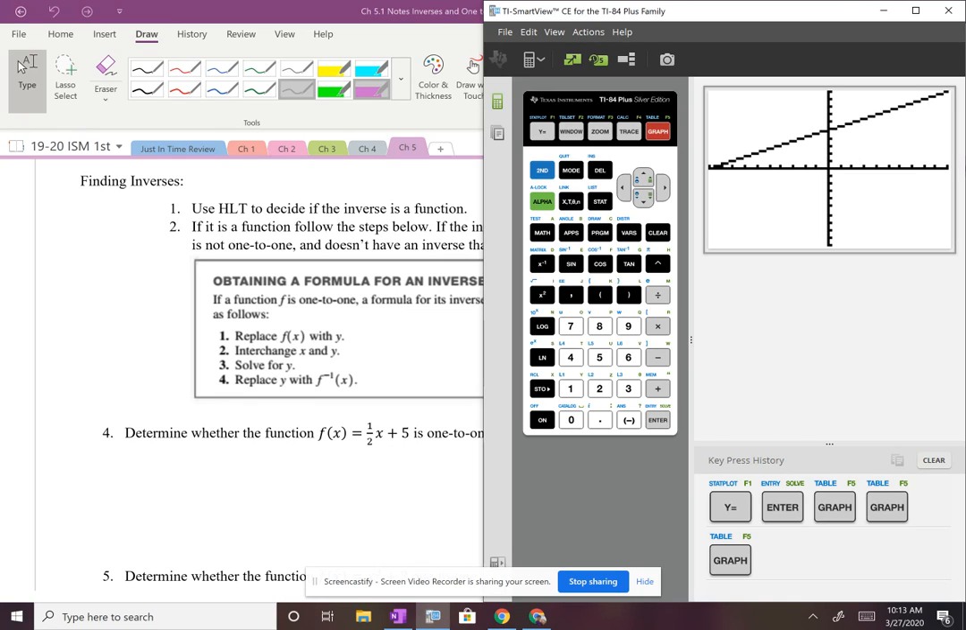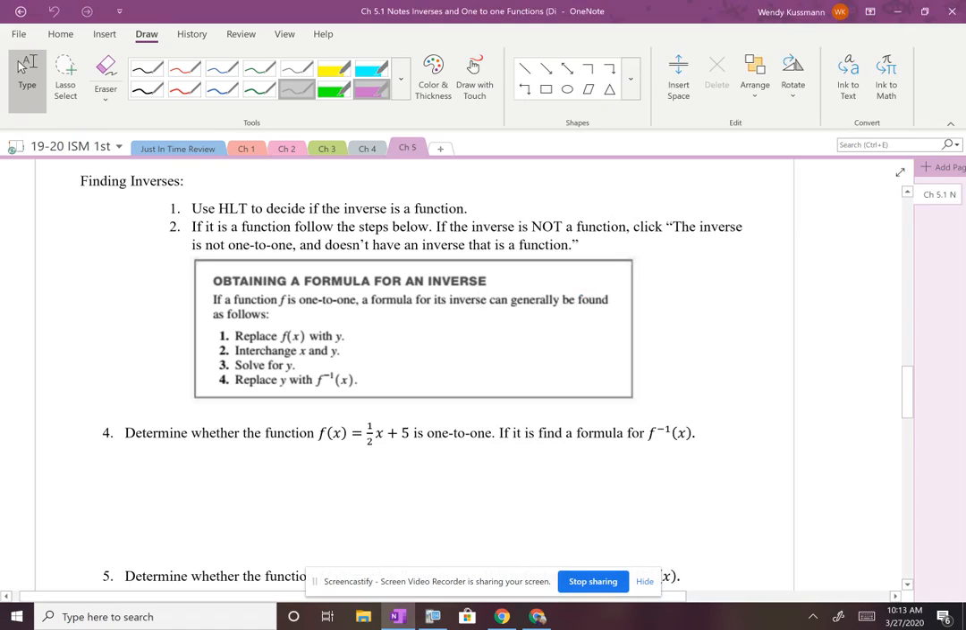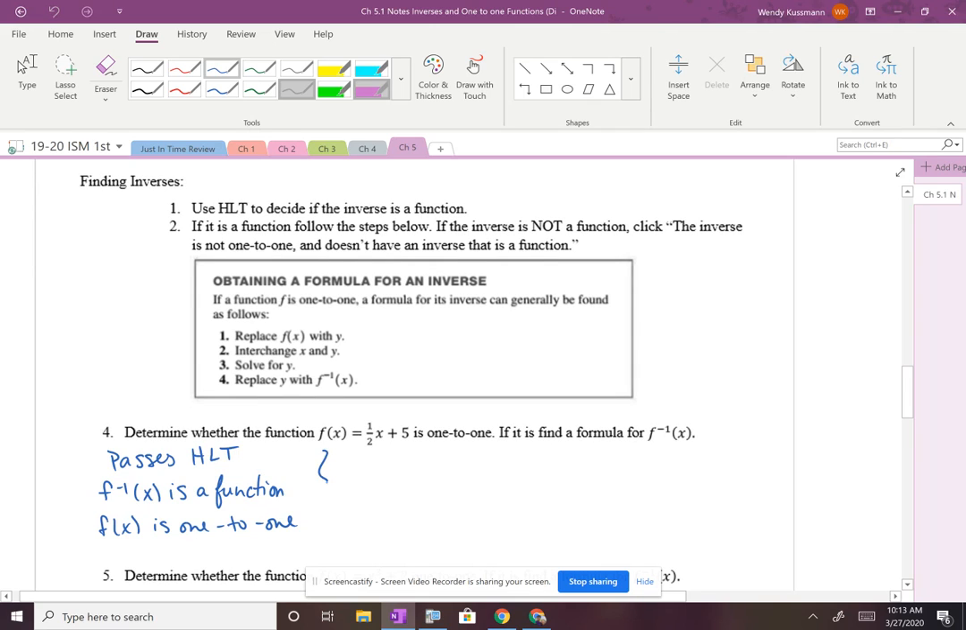So this tells me it passes the horizontal line test. So the inverse is a function. Again, it passes the horizontal line test. So that means f inverse of x is a function, and it also means that f of x is 1-to-1. So now that we've decided that, we're going to go ahead and find the inverse of the function.